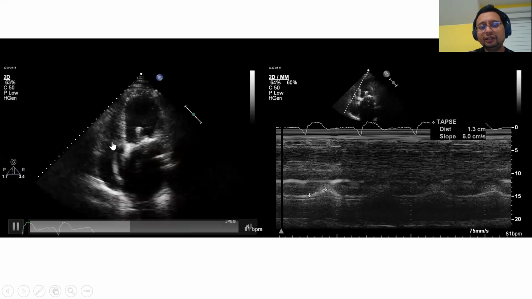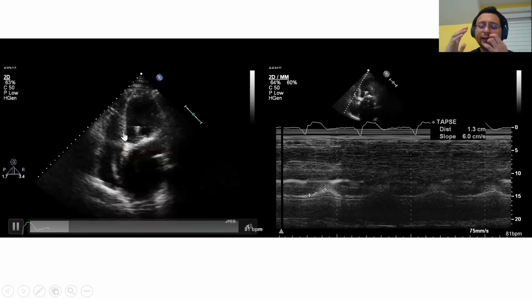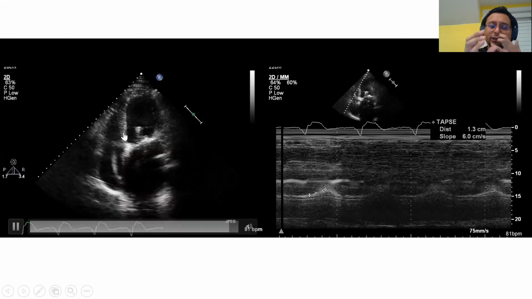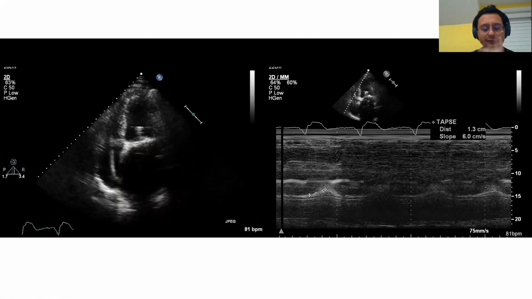Look at this right ventricle. What about the size? Now, this size is normal. If you see the right ventricle, it is much smaller than left ventricle. In summary, the right ventricle should be less than 2/3 the size of left ventricle. Okay, so this right ventricle is small.